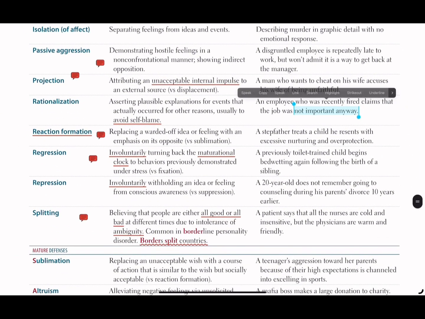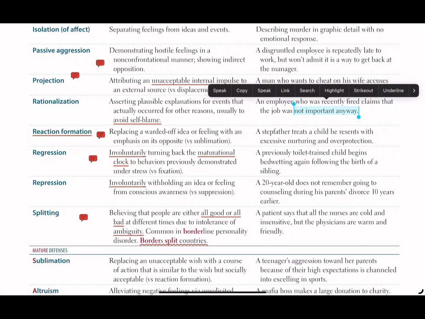Reaction formation is replacing a warded-off idea or feeling with an emphasis on its opposite, versus sublimation. A stepfather treats a child he resents with excessive nurturing and overprotection. So actually, the stepfather resents this child. Instead of treating him badly, as his feelings dictate, he would do the opposite. Another example is that a patient is mad at his wife because she's going through a divorce. So instead of acting the way he feels, he would start to act loving or start being nice. There are a lot of examples.